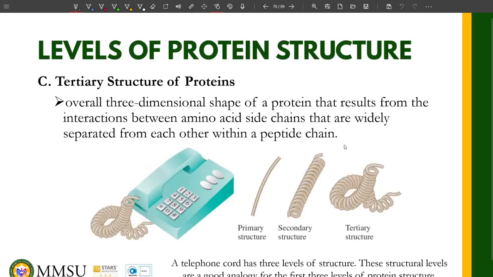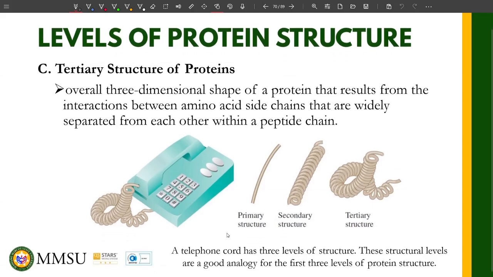And then, next would be the tertiary structure. Ito naman, overall three-dimensional shape of a protein that results from the interactions between amino acid side chains that are widely separated from each other within a peptide chain. An analogy of this one is your telephone cord. The primary structure for that one is the wire itself. Yung parang kunwari straight na wire muna siya. Yun yung primary structure niya. It contains the insulator and the copper wires, kung merong copper wires doon. So, yun yung primary structure niya.